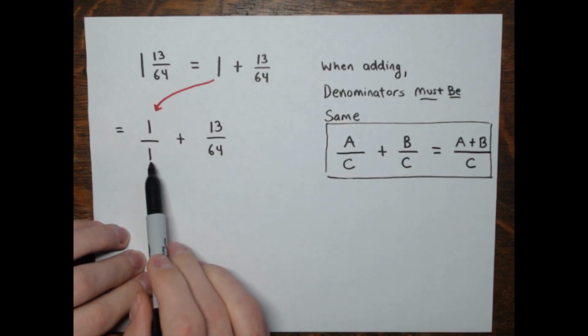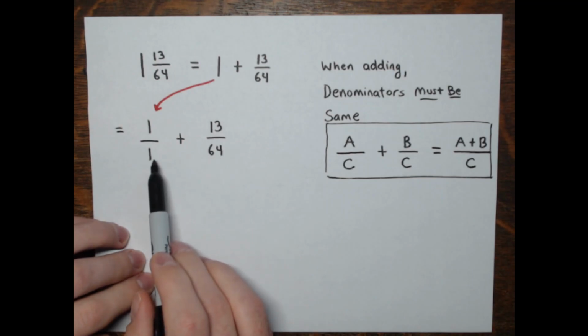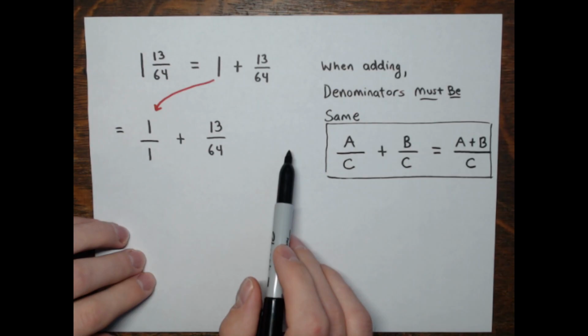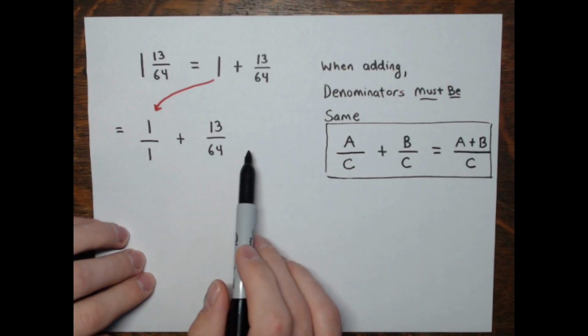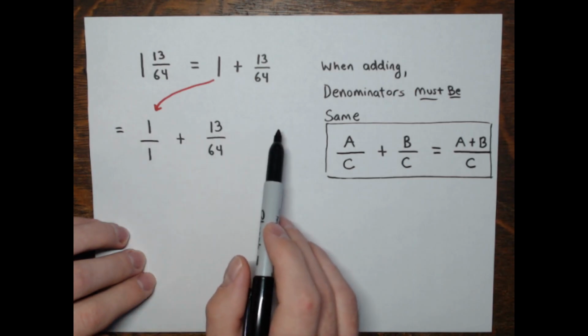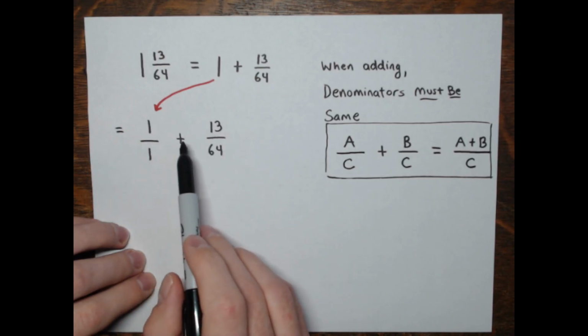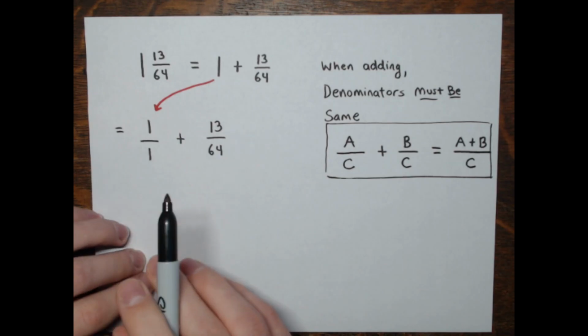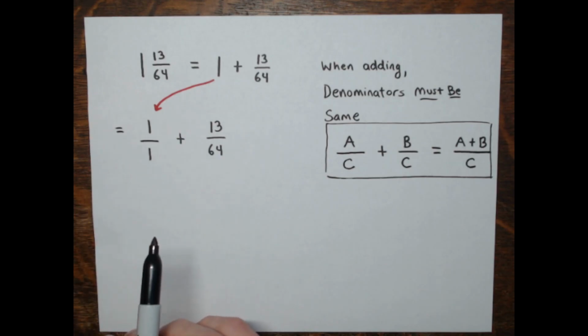So clearly, they do not have the same denominator at the moment. So I cannot put these together. Don't add these. Very often I see the mistake of people adding 1 plus 13 to make 14 and 1 plus 64 to make 65. Those are not the same value. You can go to any calculator in the world and verify that those would not be the same value.